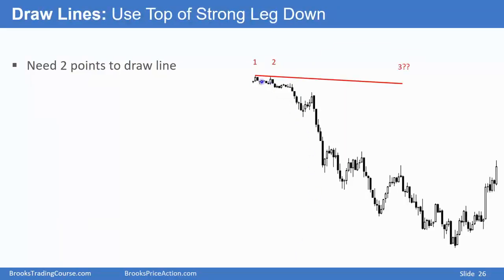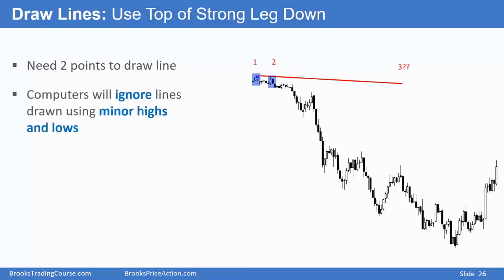2 points to draw a line, 1, 2, 3? I don't think so. Once you get strong breakouts like this, these reversals become minor, and computers pay attention to major highs, a high that's followed by a strong bear breakout. This is a major high, so this is the point that the computers will use. A reversal down, very strong bear breakout to a new low, a major high, fairly major high.